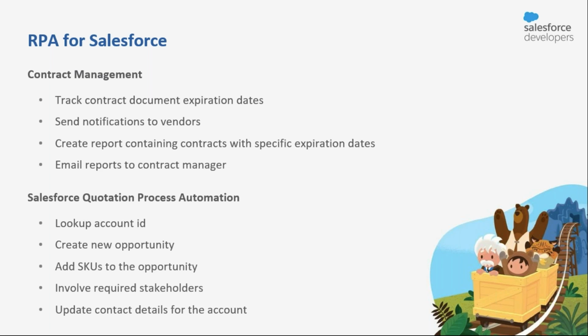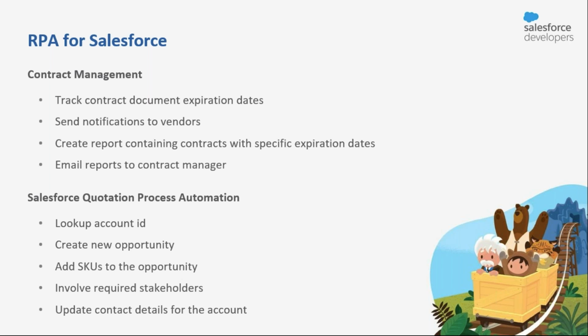Let's look at one more use case, which is Salesforce quotation process automation. Here, we have an account and then there is an opportunity to be created. That's where the bot can come in. It can identify the required account ID, create an opportunity, and add the required SKUs. It can also involve the specified partners if you want to work on that particular opportunity, and then it can update the contact details for that account.